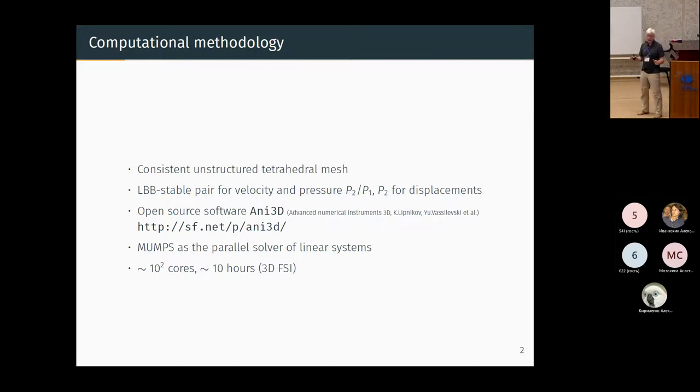And our typical computations for fluid-structure interaction take a few hours. And we can pass through very tough, three-dimensional benchmarks. So our computational methodology is based on using unstructured tetrahedral grids, the LBB stable pair, which I already mentioned, for pressure and velocity, and displacements are also piecewise quadratic continuous. We use our open source software, Ani3D, for discretization in space. We use the MUMPS black box parallel solver of linear systems with sparse matrices. And as I mentioned, we use approximately several tens of cores, no more than 100 cores. It takes several hours to compute.